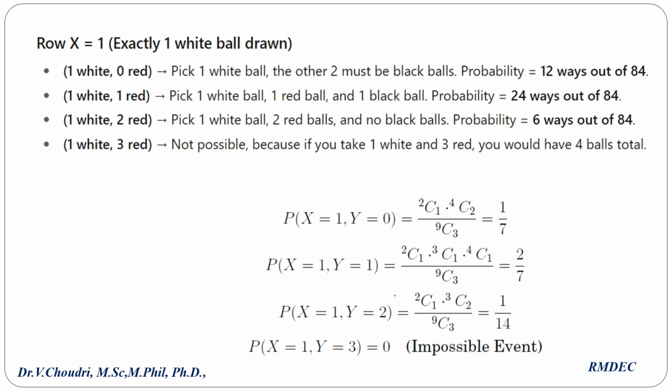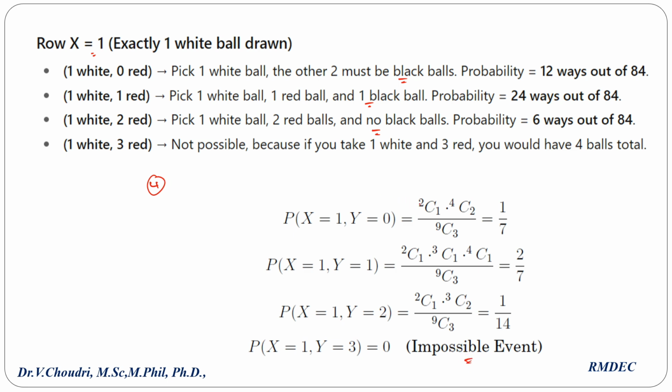Okay. Next, only 1 white ball, X equal to 1. With 1 white and 0 red, the remaining 2 balls are needed, so 2 balls are taken from the black balls. With 1 white, 1 red, the balance is 1, so 1 black ball is enough. With 1 white, 2 red, the 3 balls are already complete, so no black balls are taken here. With 1 white, 3 red, the total is 4 balls, but only 3 are required, so this case is an impossible event.